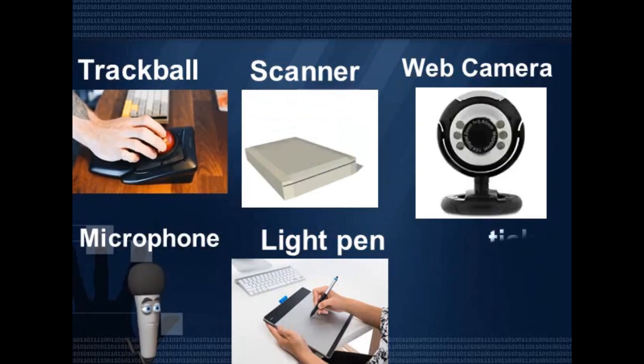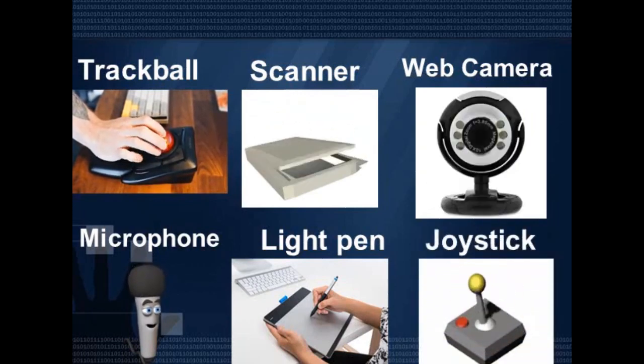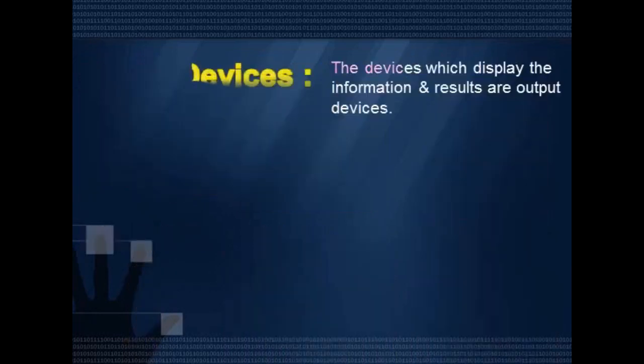Number 6. Joystick. It is used for playing games. It helps to move the item on the screen. Output devices. The devices which display the information and results are called output devices.